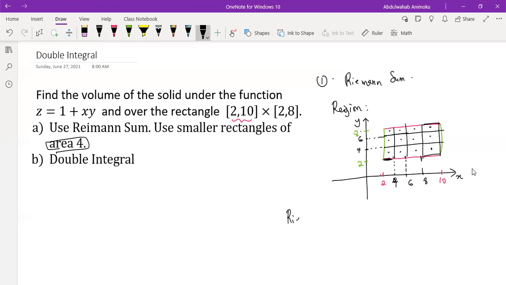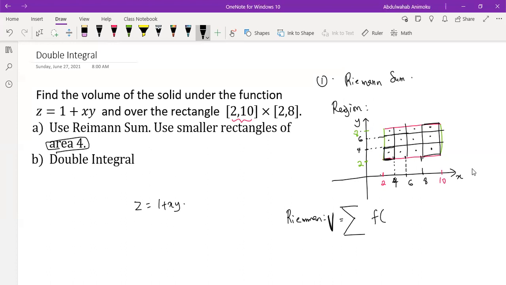Now the Riemann sum says basically we should sum each strip, where the base of the strip is this rectangle, and the height of that strip depends on the function 1 plus xy. So when you multiply base area times height, remember that will give you the volume, right? So this is how we are using Riemann sum to approximate this. So the volume will be the summation of all the volumes of those strips coming from each of these smaller rectangular regions. Okay, so what does this mean?